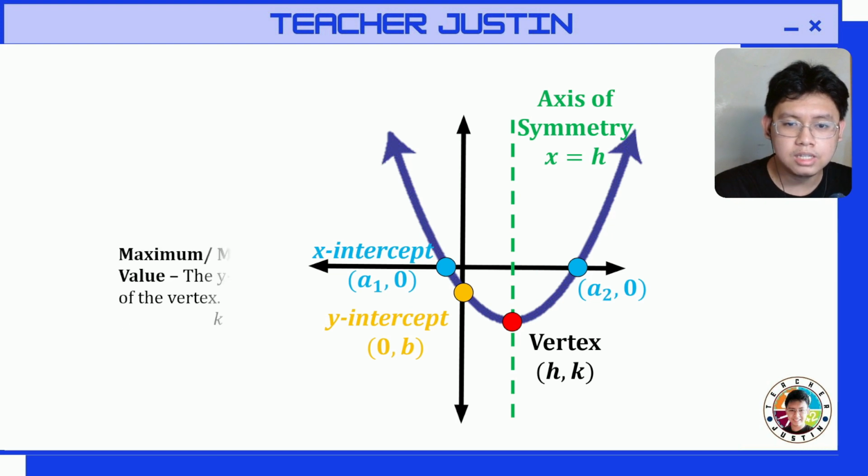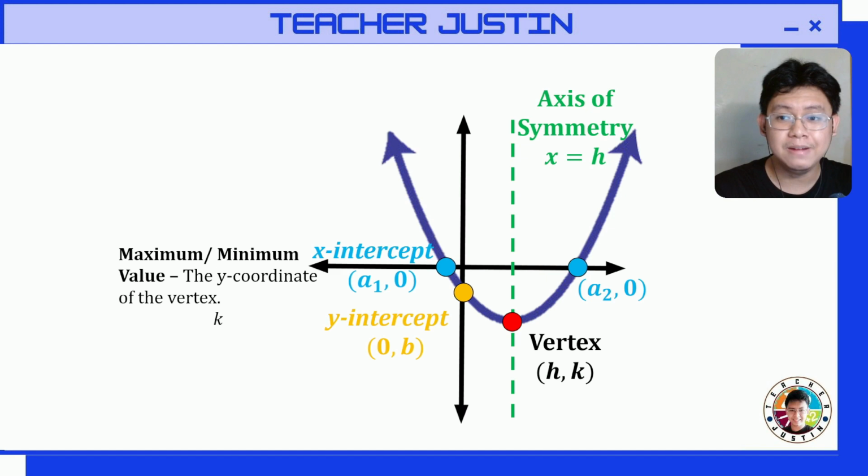And last one is the maximum or minimum value. So, this is the y-coordinate of our vertex. So, gaano kataas, gaano kababa yung ating parabola. And that's it. Yan yung mga parts ng ating quadratic function. And let's have some examples in identifying the parts of our quadratic function given the graph.